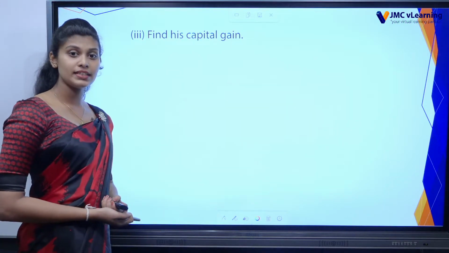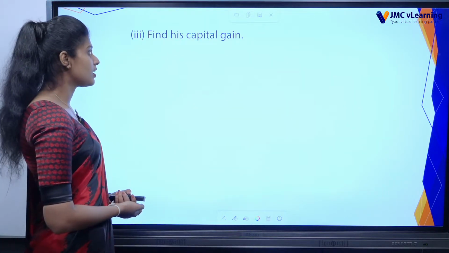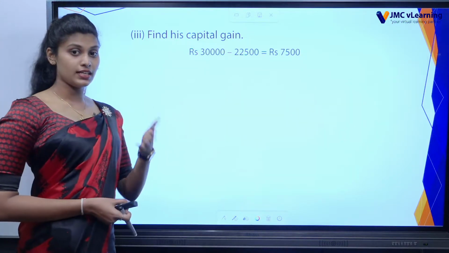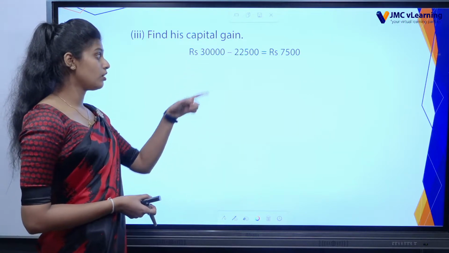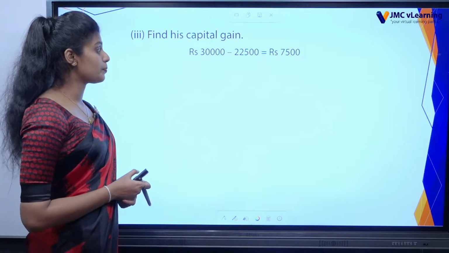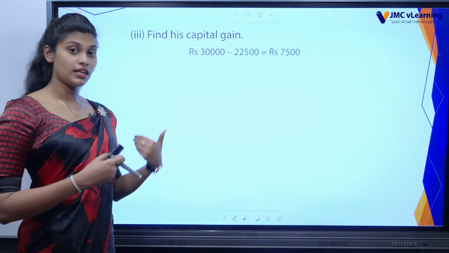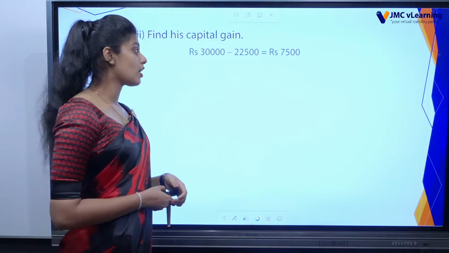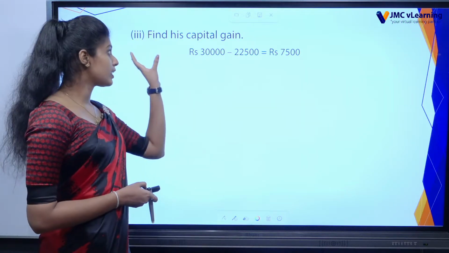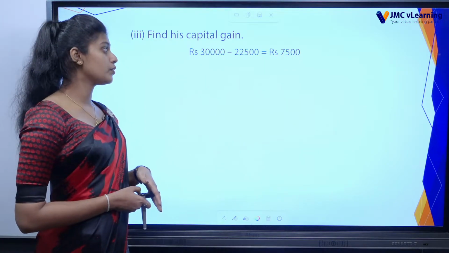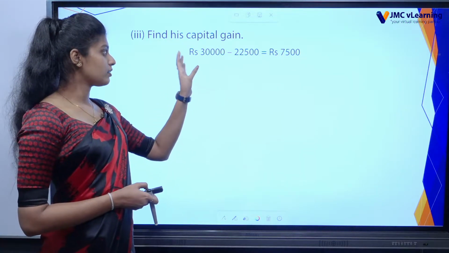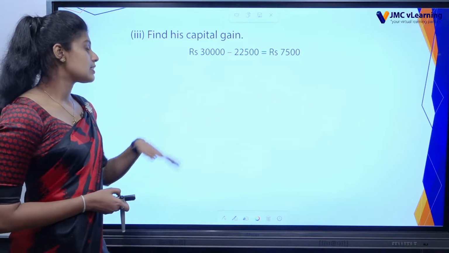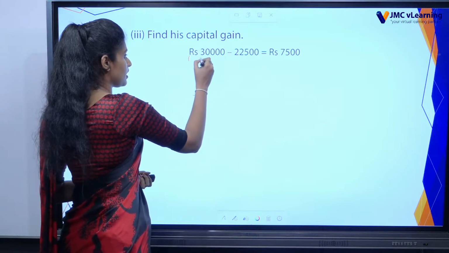Find his capital gain. How can you find the capital gain? After selling the shares, he got 30,000 rupees. When he bought the shares, he had to invest 22,500 rupees. To take the capital gain, you have to subtract the purchase price from the selling price. The selling price here is 30,000.